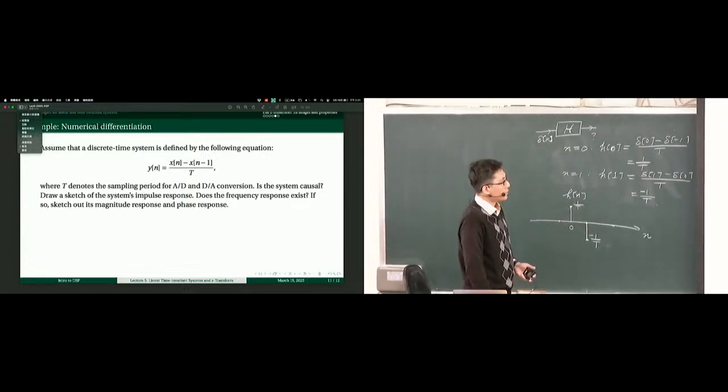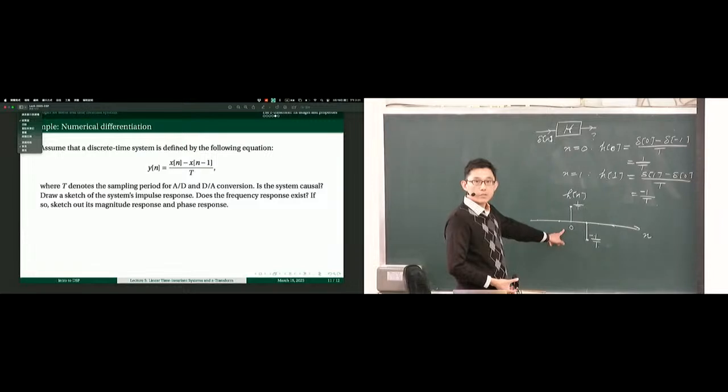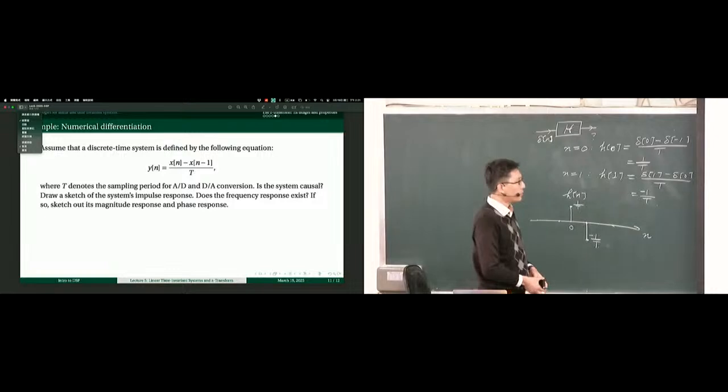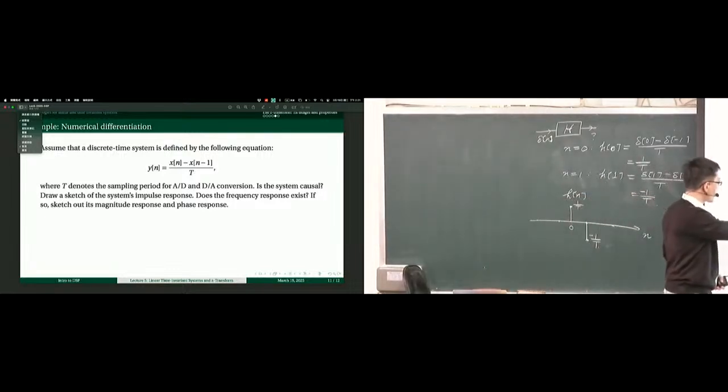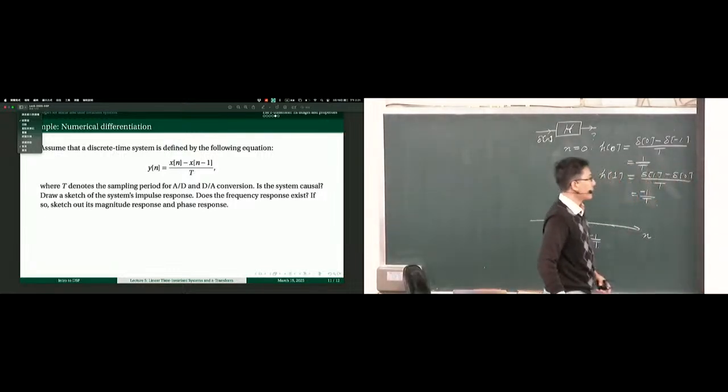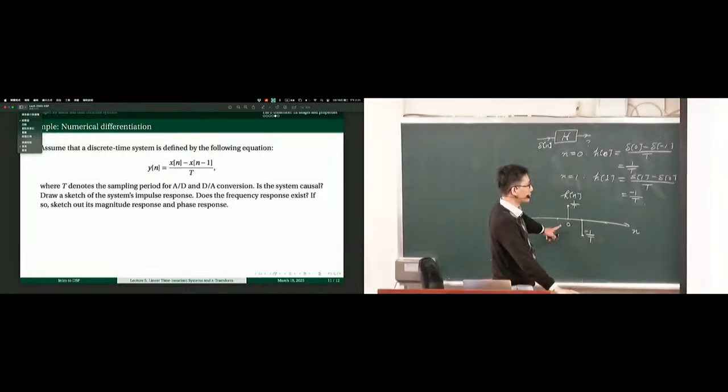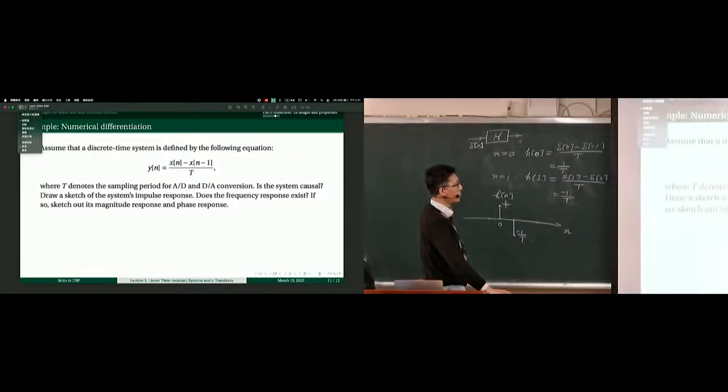Now we may ask a few further questions. Is the system causal? Yes, because the impulse response is all 0 before time 0. We have checked, it satisfies causality. So first thing first, is the system causal? The answer is yes, and we have drawn the sketch right here for that impulse response.